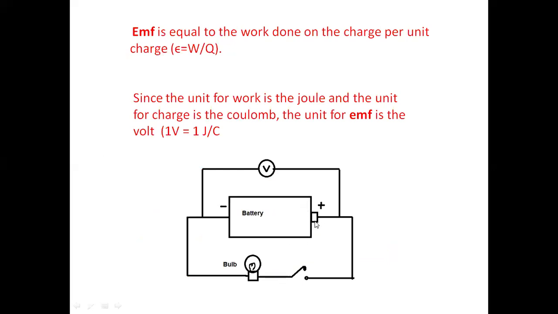This is the battery across which a voltmeter is connected. You remember, our voltmeter is always connected in parallel to the circuit. So this voltmeter, connected across the battery, will show you the EMF of the battery, even if the switch is not closed. Here the switch is open, so the bulb is not glowing, meaning current is not flowing. So this battery has EMF, and that can be measured by this voltmeter.